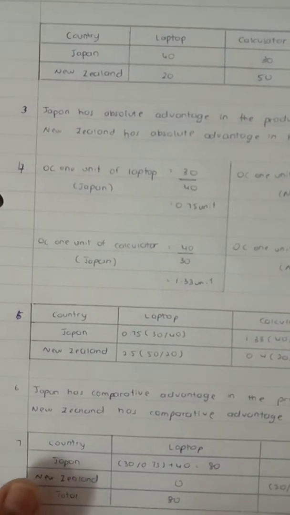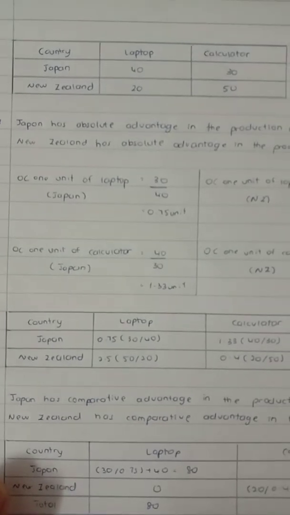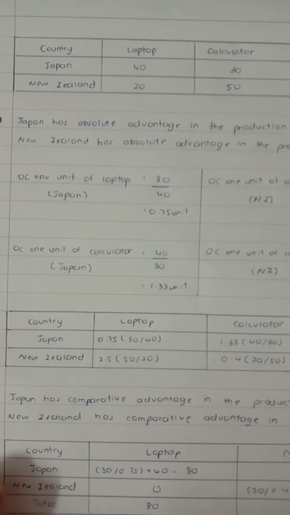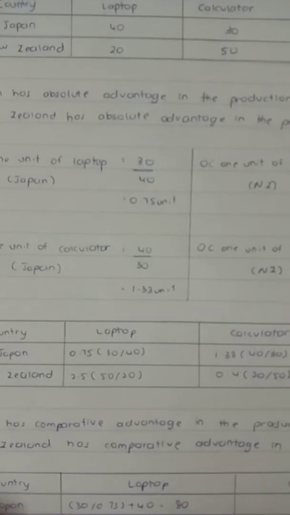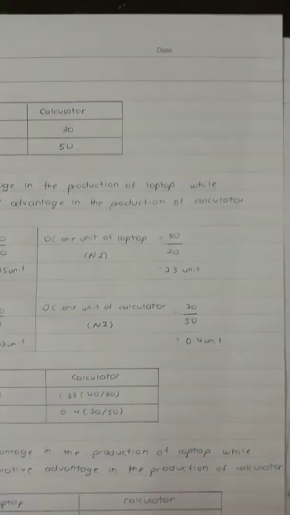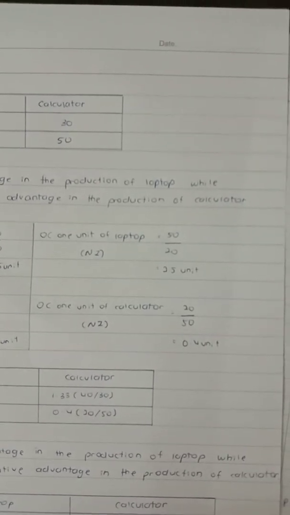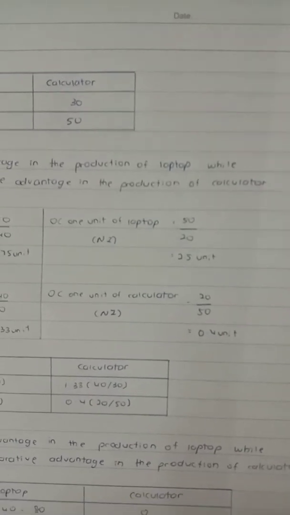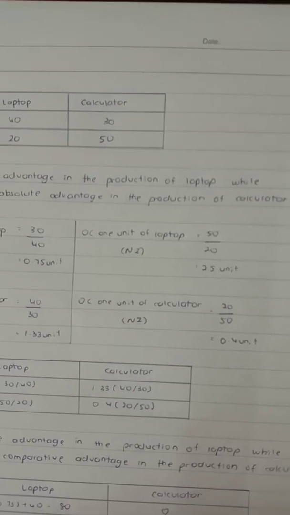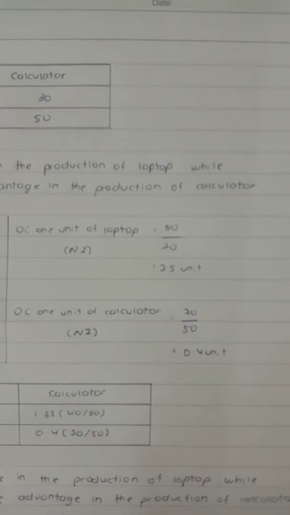So the opportunity cost of 1 unit of calculator in Japan, we take the production of laptop divided by production of calculator, so we get 1.33 unit. So we move to New Zealand. Opportunity cost of 1 unit of laptop in New Zealand, we take the production of calculator divided by production of laptop, so we get 2.5 unit.